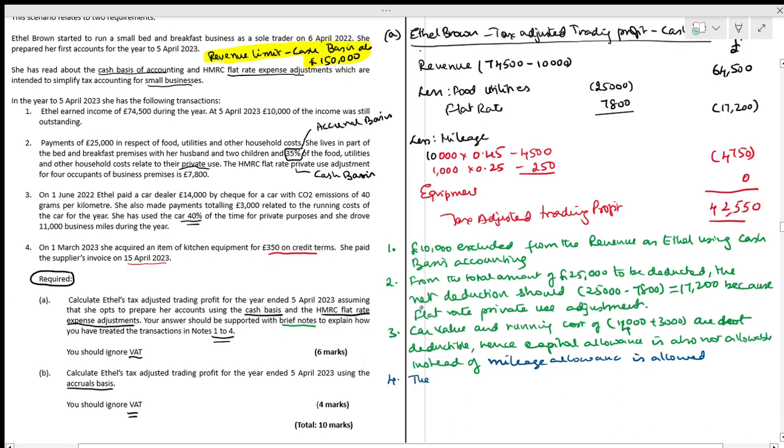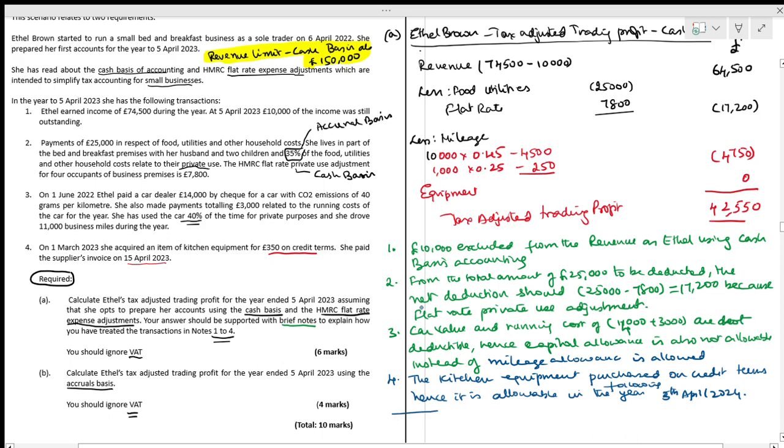The kitchen equipment purchased on credit terms, hence it is allowable in the following year, 5th April 2024. Okay, this much you have to write.